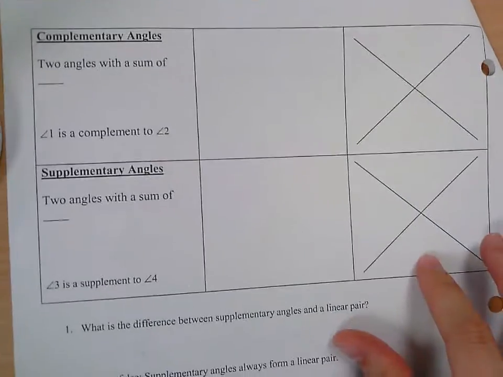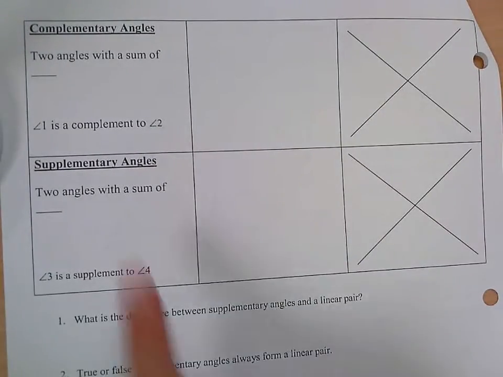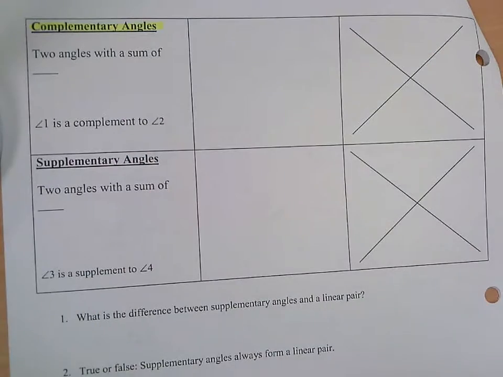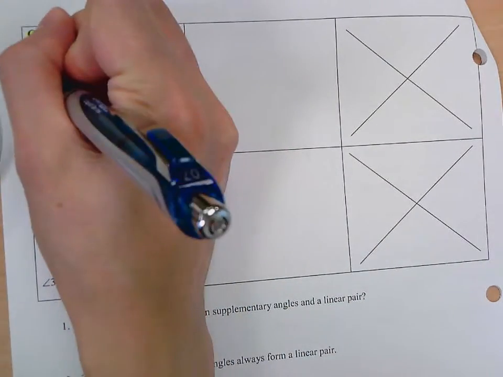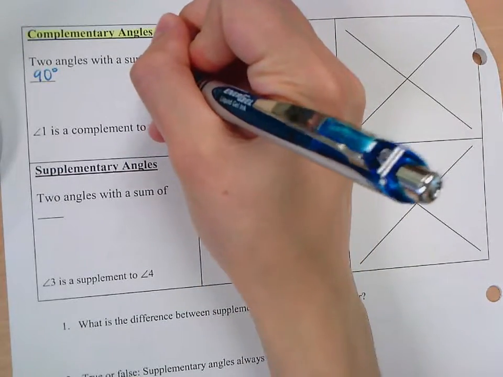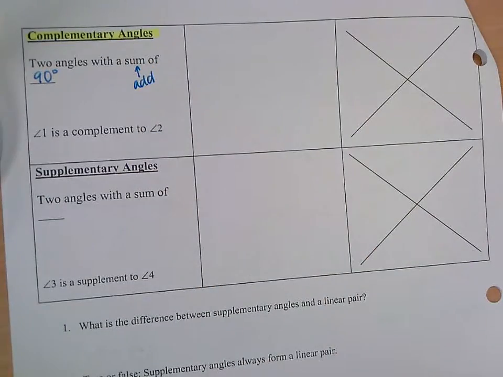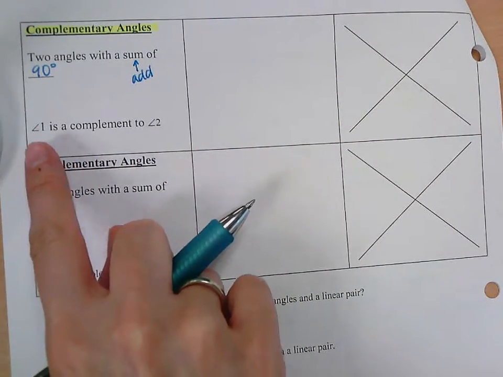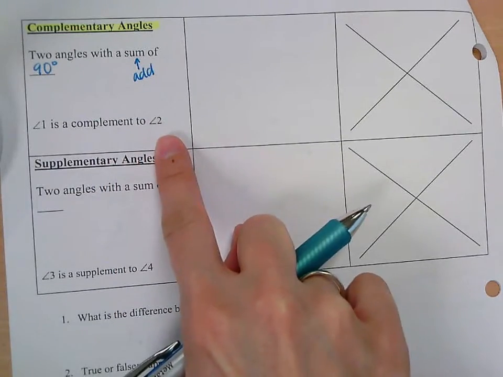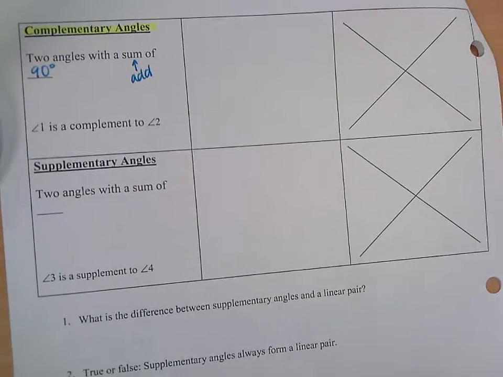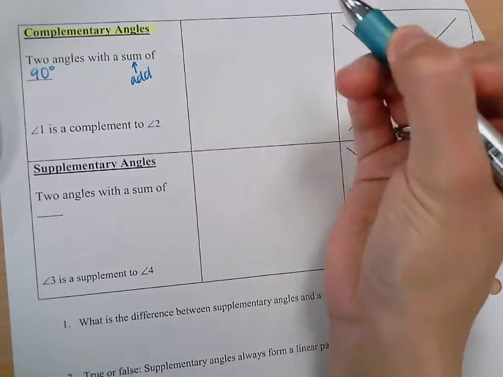All right, then we have complementary and supplementary. I told you we'd come back to supplementary. Complementary angles are two angles that have a sum of 90 degrees. What does sum mean? They add to 90, yes. And then this is just some vocabulary that goes along with it, like saying an angle is a complement to another angle. That means that angles 1 and 2 are complementary. They add to 90.